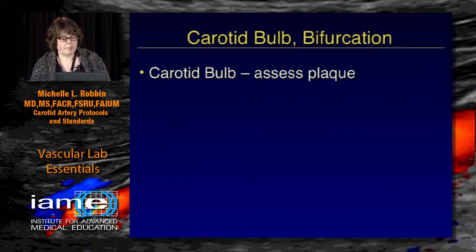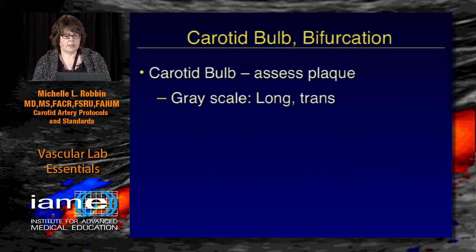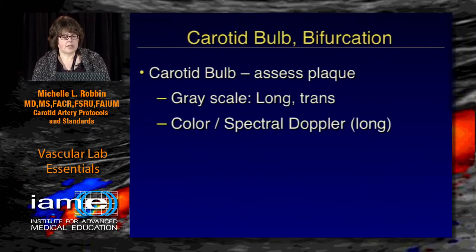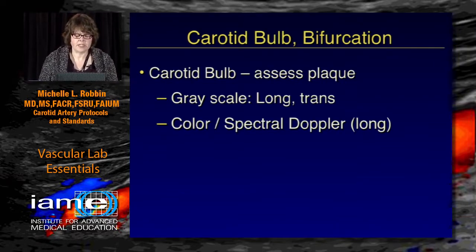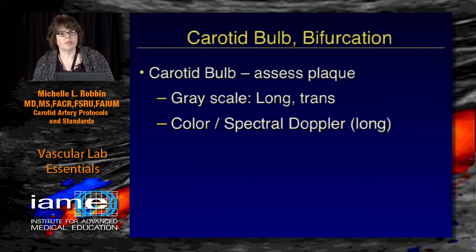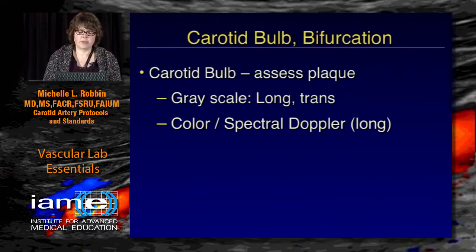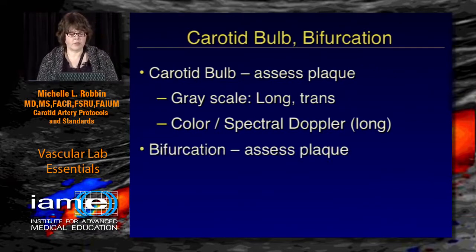So you assess the plaque in the carotid bulb by grayscale, and that's in the long and the trans. And then we also take a color and spectral Doppler in the longitudinal plane. And that's a little bit of an odd waveform. I don't usually pay attention to that, but sometimes I do if there's significant stenosis in the bulb and it doesn't extend too much into the ICA. So sometimes that will help you. Most of the time, that piece, the color and spectral Doppler in the bulb, is not all that useful.